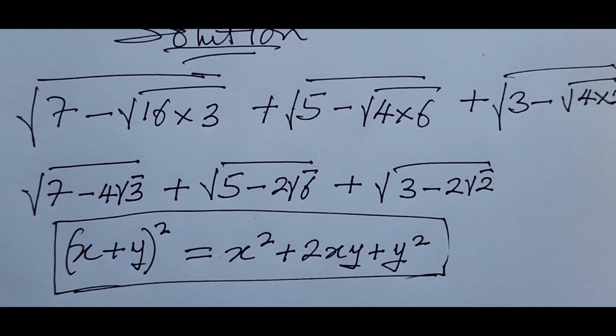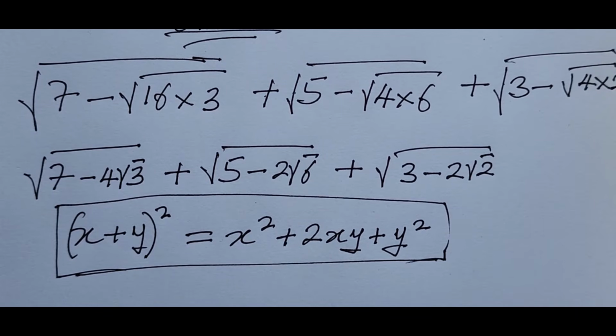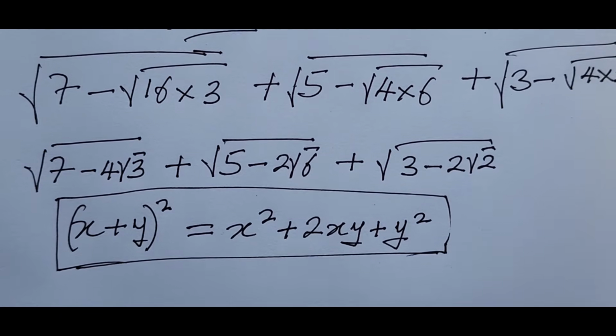Now let's look carefully here. We want to rewrite 7 here. We know that 7 can be written as 4 plus 3, right? Good. So let's go ahead and rewrite that.